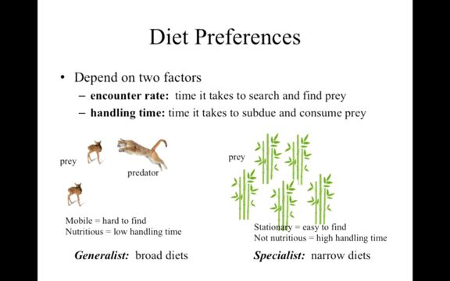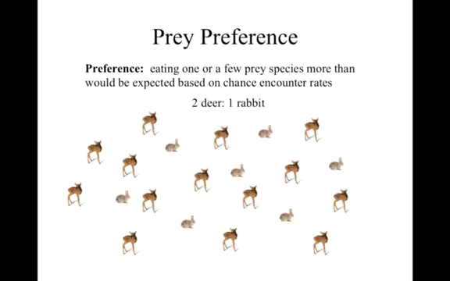You're going to have to spend a lot of time eating shoots in order to get the food, the nitrogen content that you need. And so in this case, we have the opposite scenario where we have a high encounter rate, but also a high handling time, and so we want to be specialists. And that's what you see here. We've got the panda that specializes on bamboo. If you walk through a bamboo forest, it is not hard to find bamboo, but you've got to eat a lot of it. The handling time is very high to get the food you need, and so these guys tend to be specialists. All right, so that's prey preference.